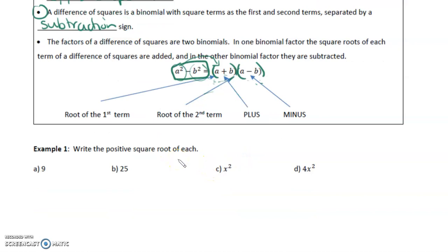Example 1, write the positive square root of each. So if we root 9, the answer is 3. If we root 25, the answer is 5. Okay, as a recall, 3 times 3 equals 9, so square root of 9 is 3. 5 times 5 equals 25, square root of 25 is 5. Okay, the square root of x squared is x, and the square root of 4x squared is 2x, right? Because we're rooting 4 and then we're rooting x squared as well.